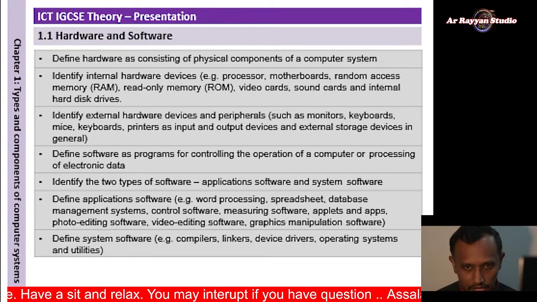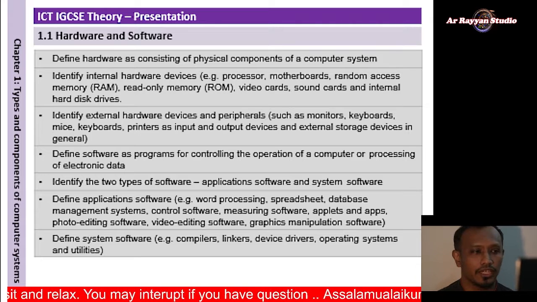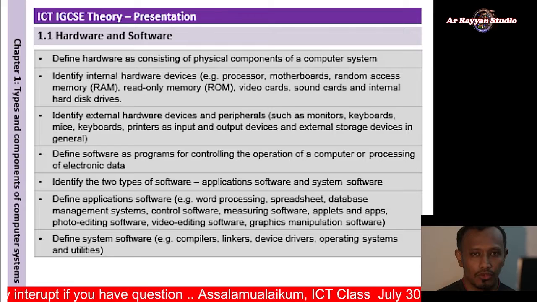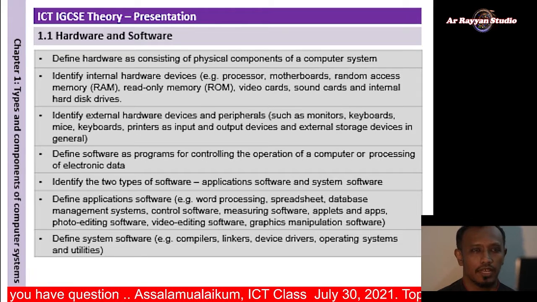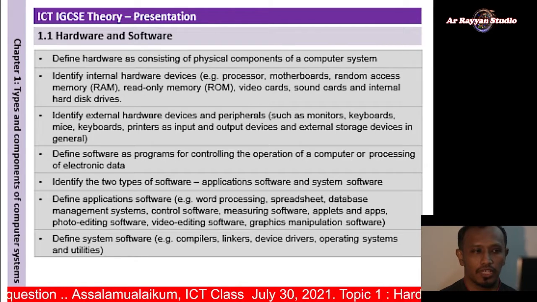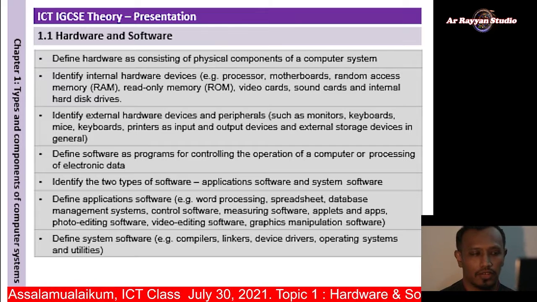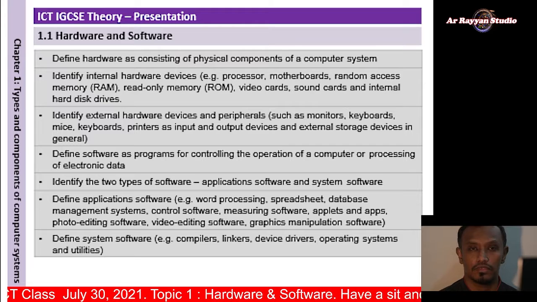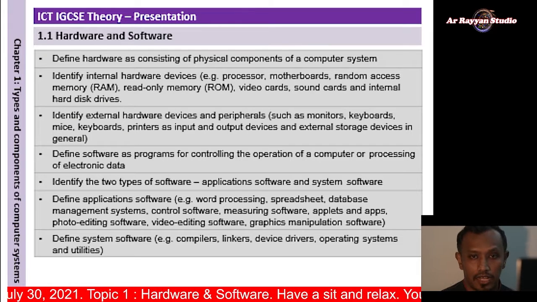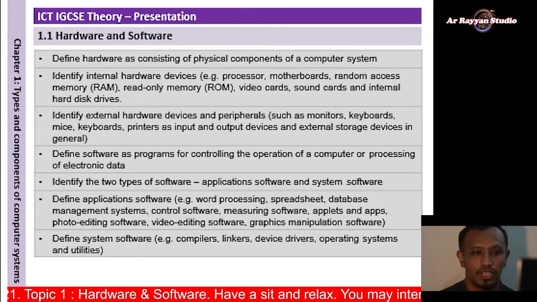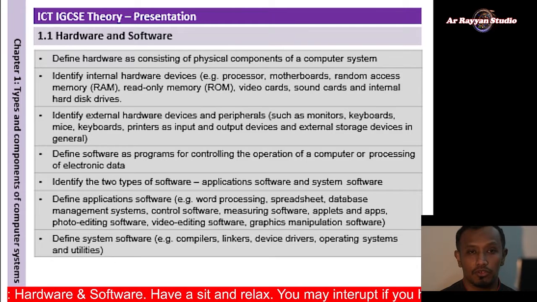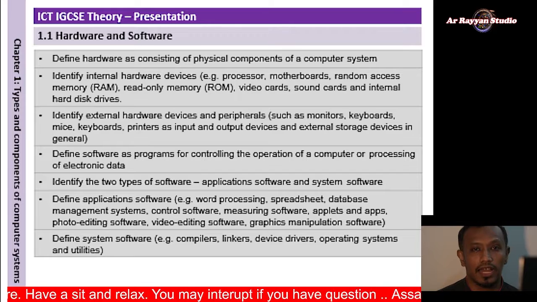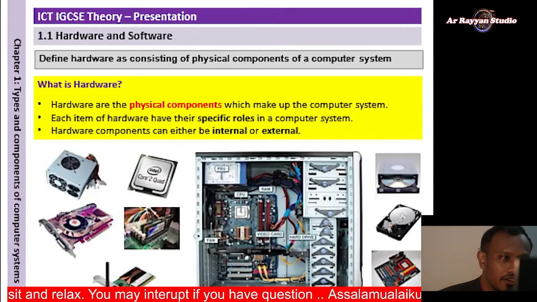We also will learn to identify the types of software. We have two types of software here, and we will define application software and also system software. So this is what we learn today. Any questions? Okay, now we go to the hardware first. Look at the slide.